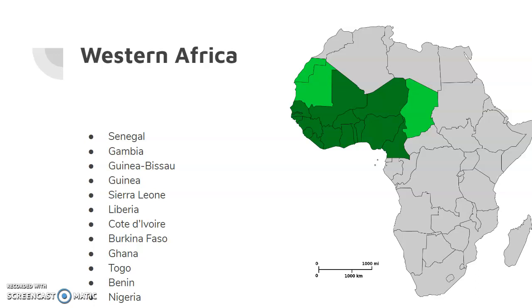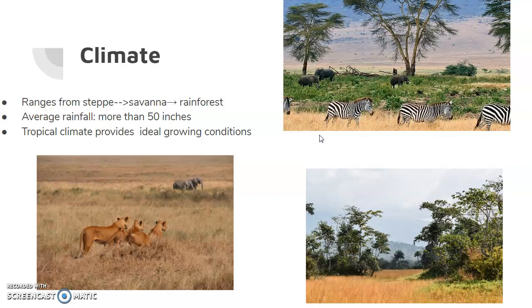Okay, so let's talk about Western Africa. So Western Africa consists of multiple countries. We have Senegal, Gambia, Guinea-Bissau, Guinea, Sierra Leone, Liberia, Cote d'Ivoire, Burkina Faso, Ghana, Togo, Benin, and Nigeria. Now that's a lot of countries, but you can see that it actually is a huge chunk of Western Africa right there. So what's the climate like in this area?